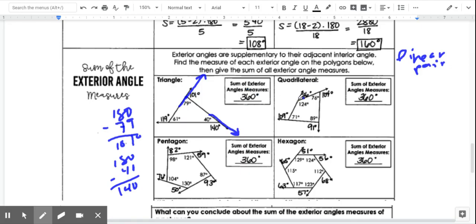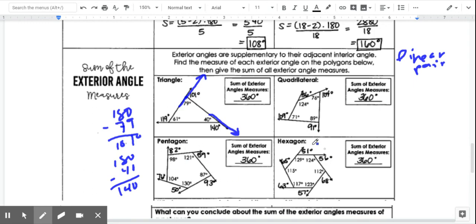You do the same thing over here. You make your linear pairs. 180 minus 124 is 56. 180 minus 76 is 104. 180 minus 89 is 91. And 180 minus 71 is 109. If you add up these four exterior angles, so 109 plus 56 plus 104 plus 91, you get 360 again.